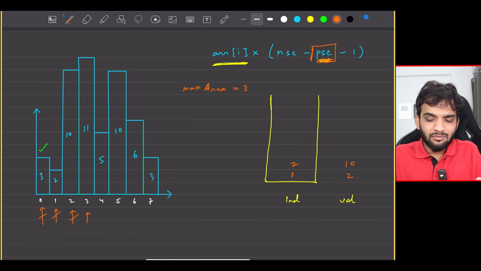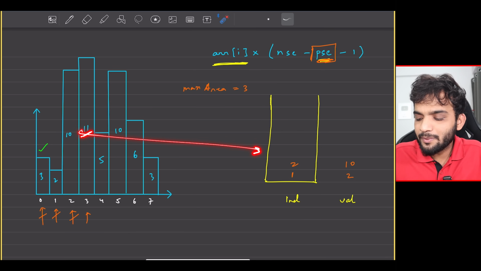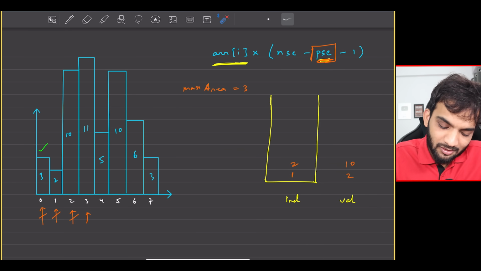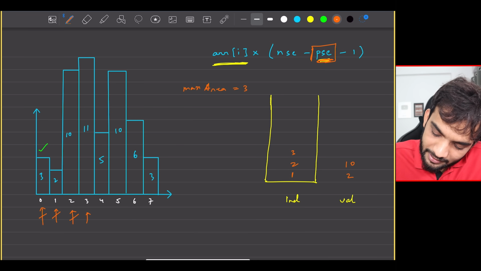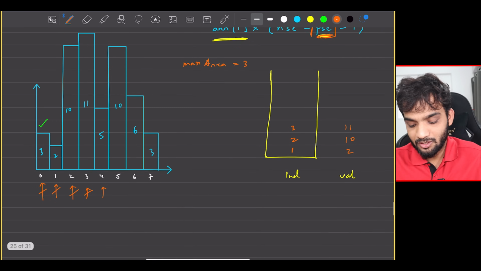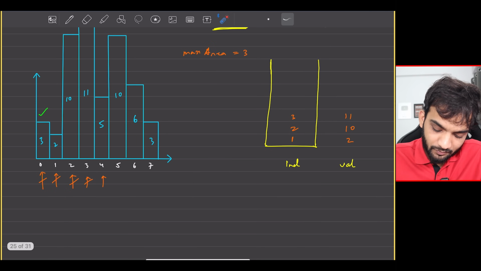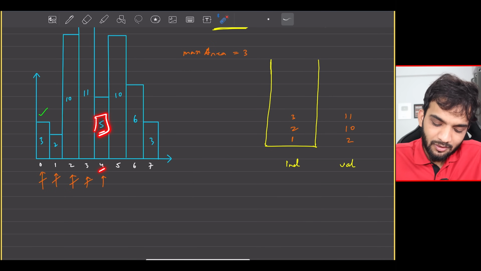Then go to the next, again at 11. For 11, the previous smaller element is there in the stack, so just put that in. Index 3 and 11. And then go ahead to index 4, and this is where you need to understand. You're at 4, which has a value 5.